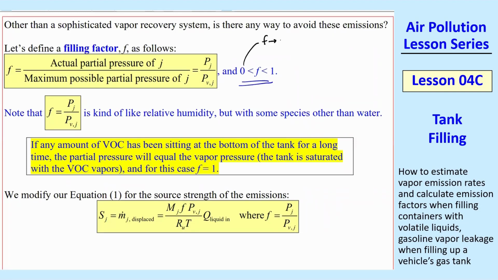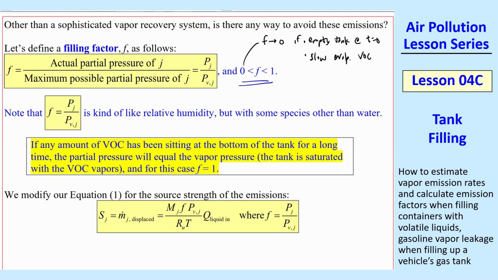F approaches 0 if you have an empty tank, completely empty, so there's no vapors in there to begin with. So you have an empty tank at T=0 when you start filling, and you have a very slowly evaporating VOC. Well, that's kind of an oxymoron, because if it's slowly evaporating, it's not a VOC.